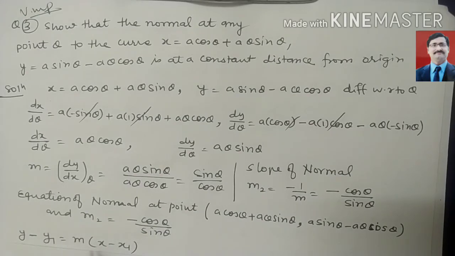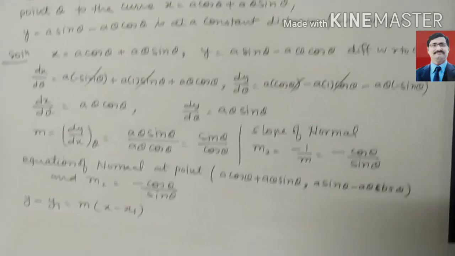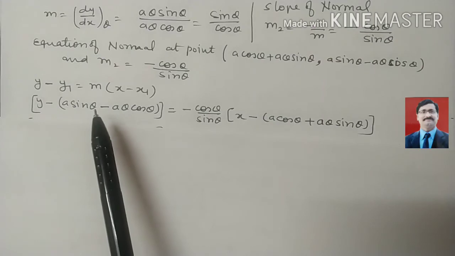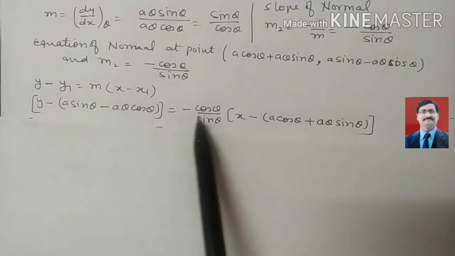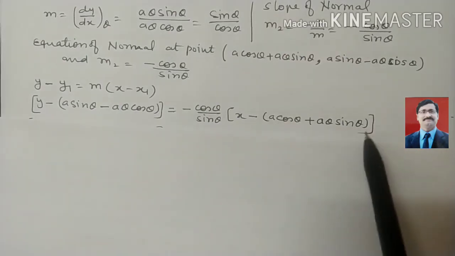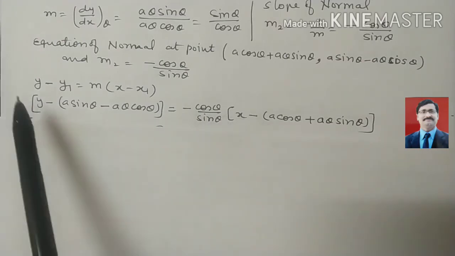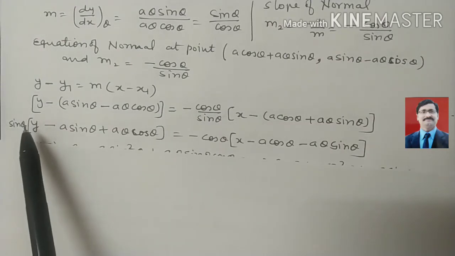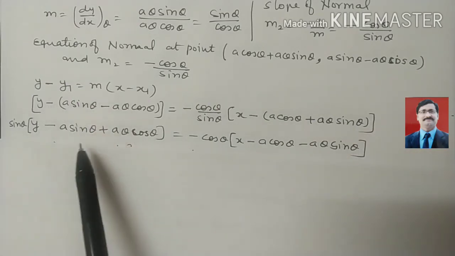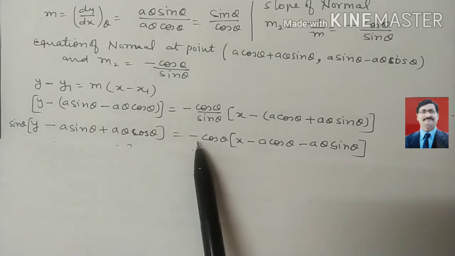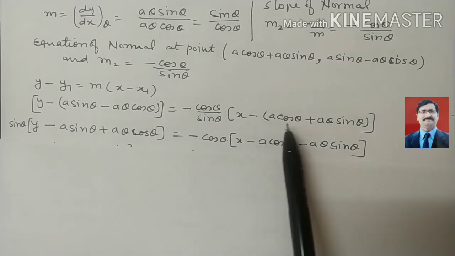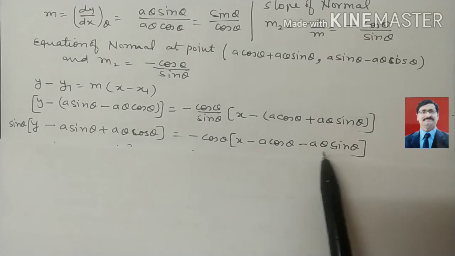So we can write the equation y minus y1 equal to m times x minus x1. Here we can put all these values. So we get y minus a sin theta plus a theta cos theta equal to minus cos theta upon sin theta, bracket x minus bracket a cos theta plus a theta sin theta. Now look at this sin theta, we can cross multiply. Then we open the bracket. So y minus a sin theta plus a theta cos theta equals minus cos theta times, opening the inside bracket, x minus a cos theta minus a theta sin theta.